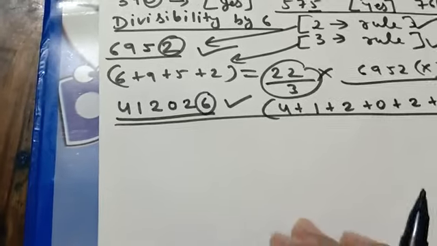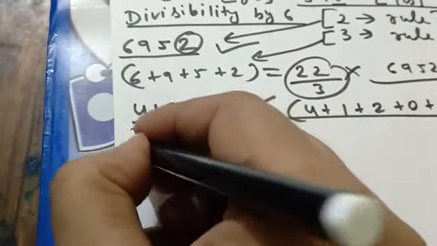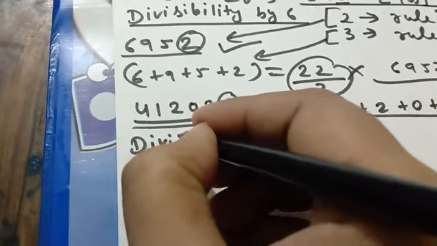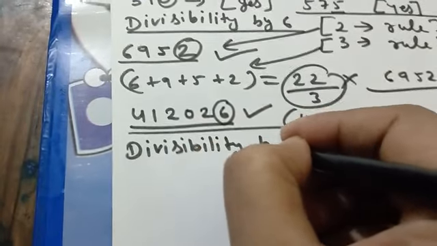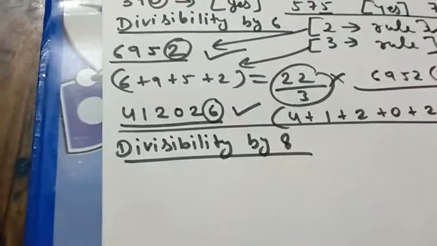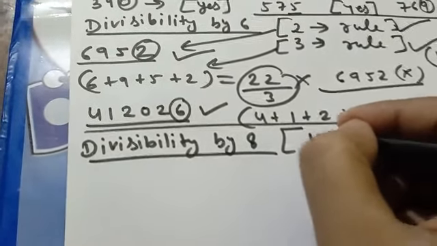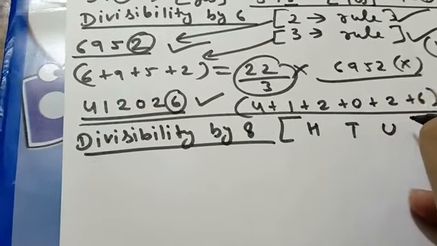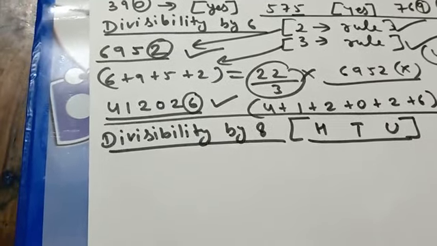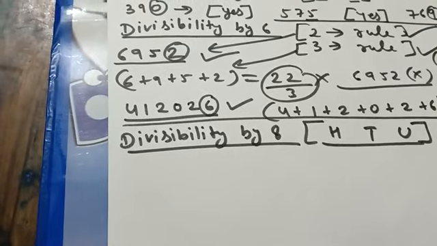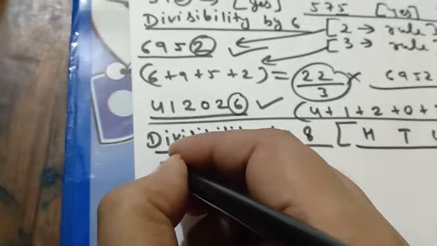Coming to the divisibility rule by 8. Divisibility by 8. The rules are very simple. If the hundreds place, tens place and unit place, all these three places form a number that is divisible by 8, the whole number will be divisible by 8.